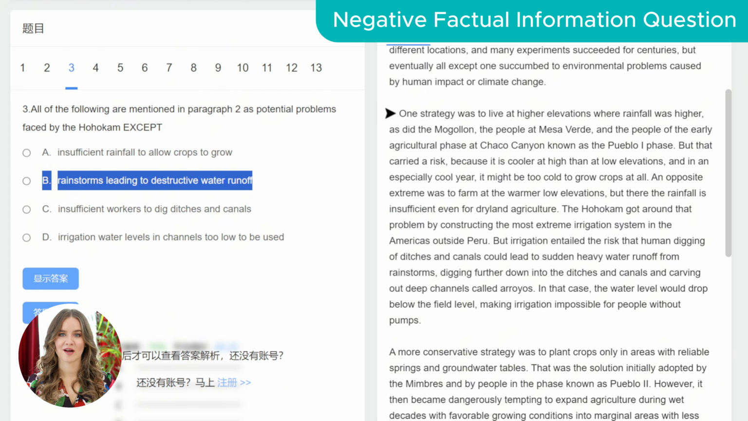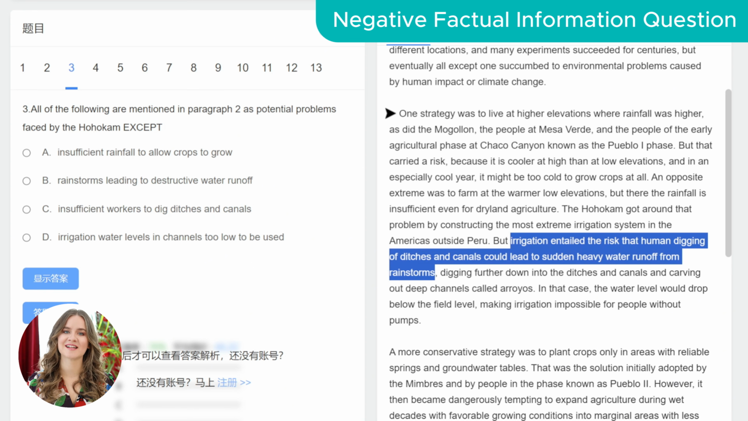B. Rainstorms leading to destructive water runoff. Mentioned closer to the end of the paragraph. Irrigation entails the risk that human digging of ditches and canals could lead to sudden heavy water runoff from rainstorms, which means that rainstorms could lead to destructive water runoff.